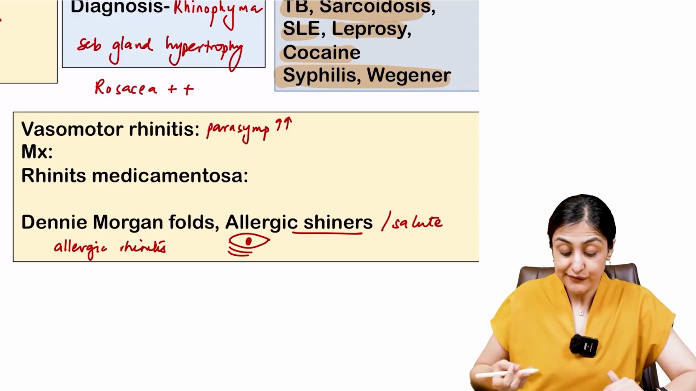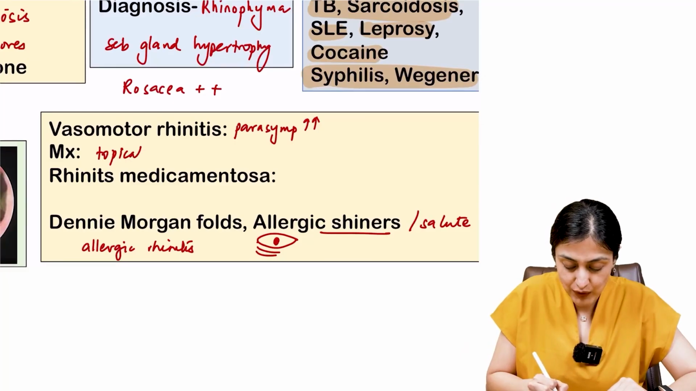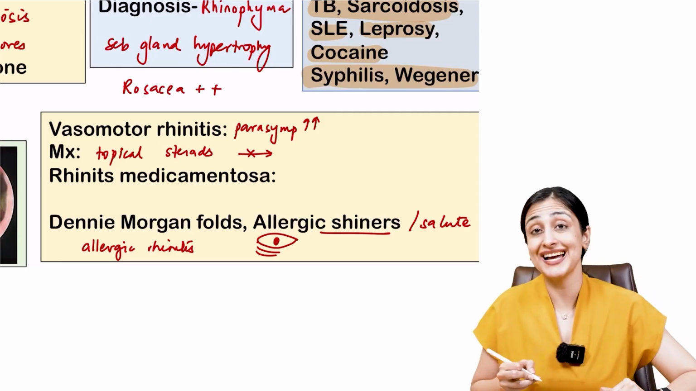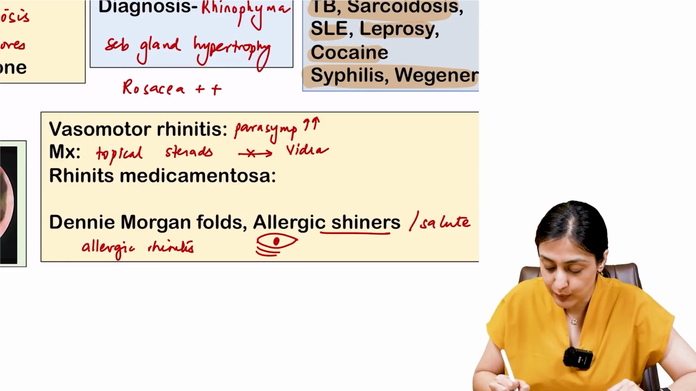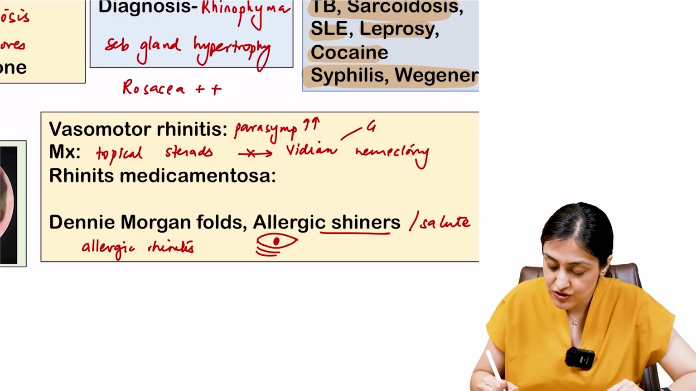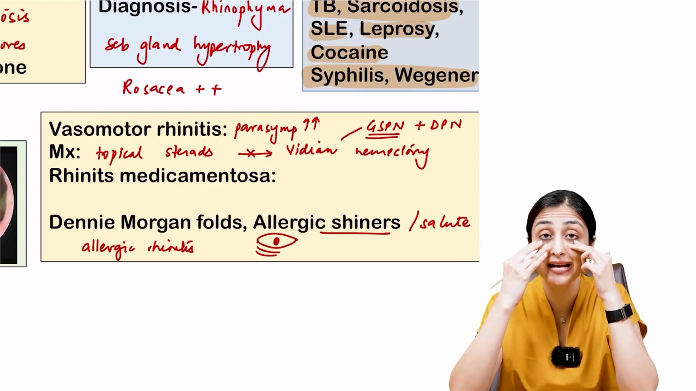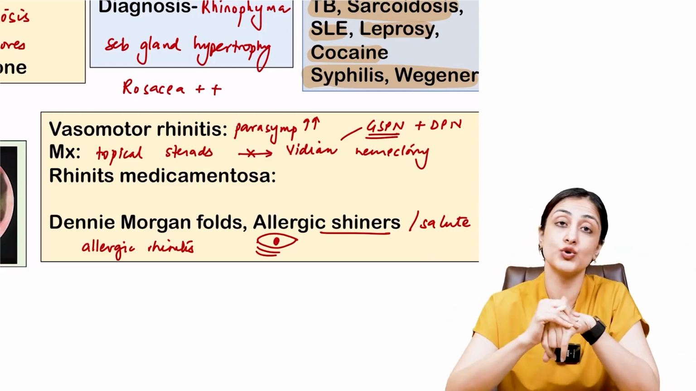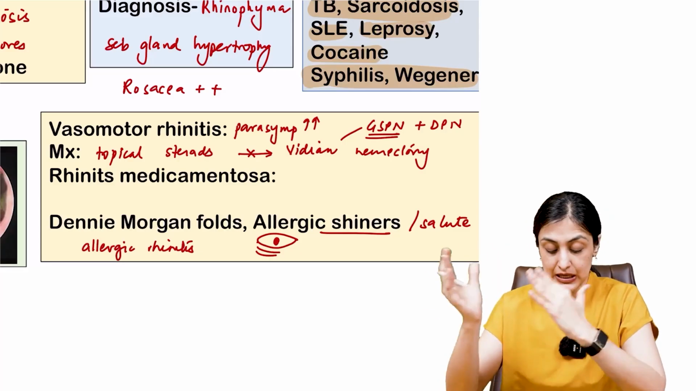All right, for vasomotor rhinitis, initially you can try topical steroids. Okay, but if it doesn't work, one of the things I taught you in anatomy, in the Vidian canal, we have the GSPN, right? So we go and block that. We do a Vidian neurectomy, which would block the GSPN and DPN. That's the Vidian nerve. So greater superficial petrosal nerve is what supplies lacrimation and the nasal mucosa. So we're just blocking the parasympathetic stimulation.